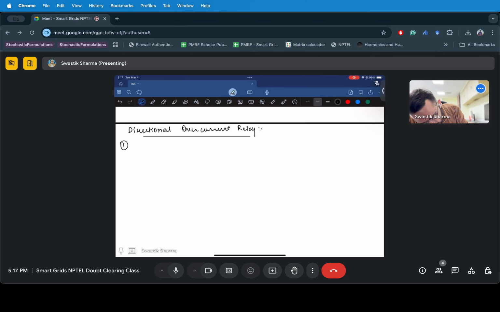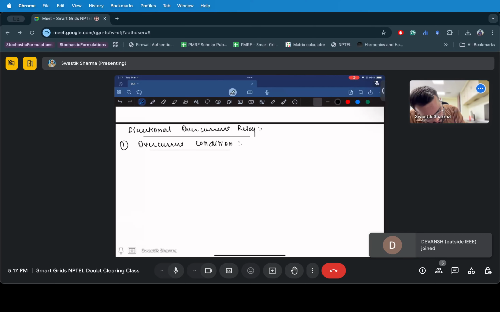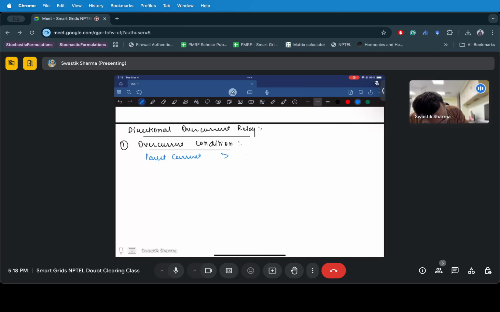So the overcurrent condition is nothing but, for any overcurrent relay, it checks whether the fault current exceeds the pickup current of the relay for a threshold of time, and then it issues a trip command, right? So the fault current is greater than the pickup current.